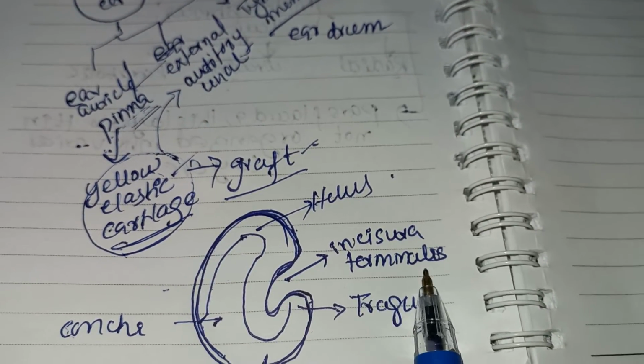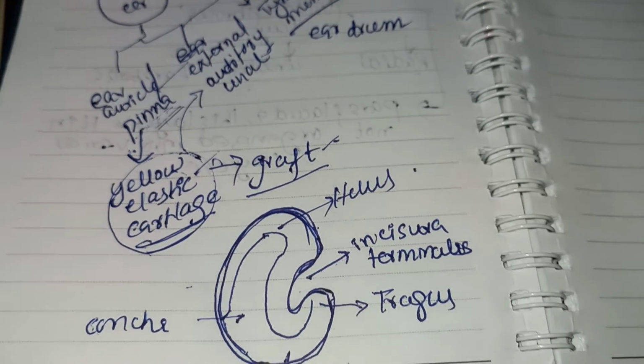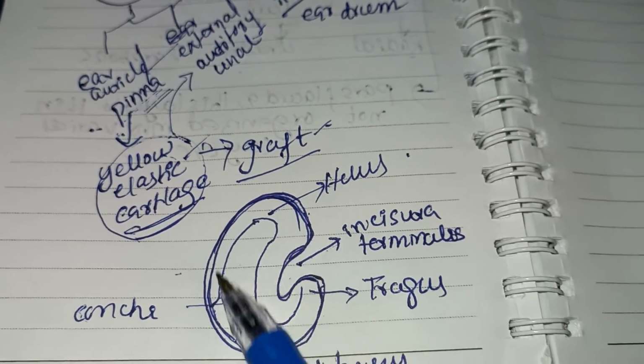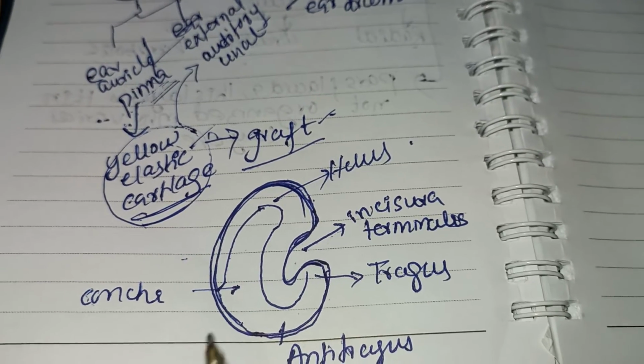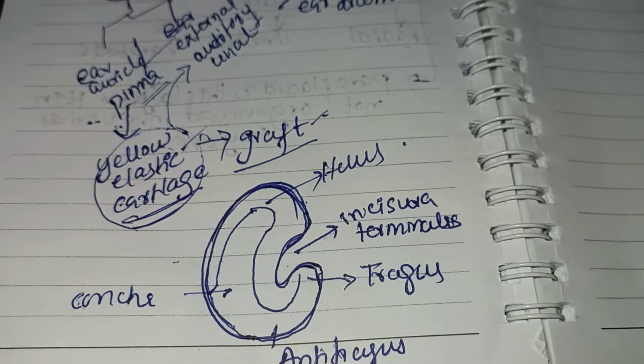It is devoid of cartilage. We can go through surgery through this route. And another important point regarding the auricle is that we can use this cartilage for cosmetic surgery, for saddle nose surgery, and other cartilage grafts.